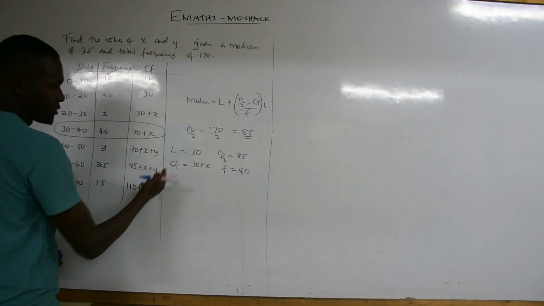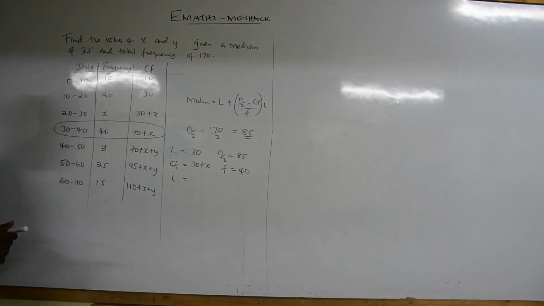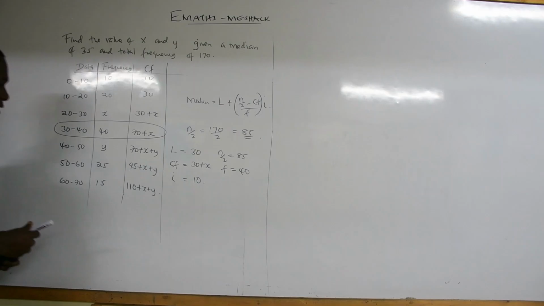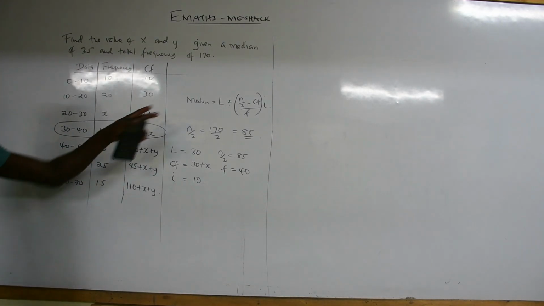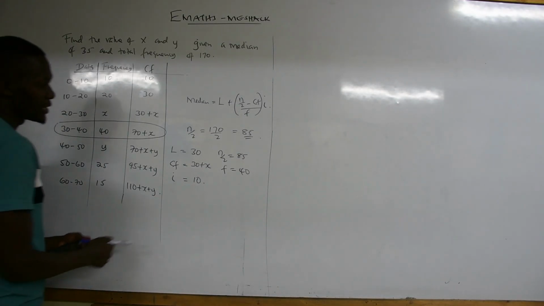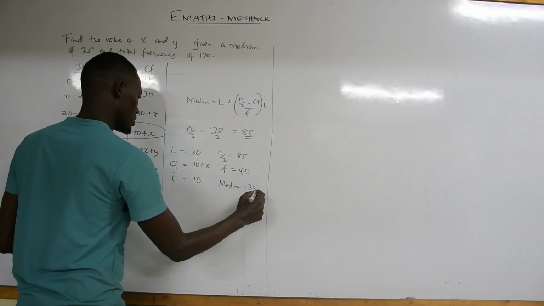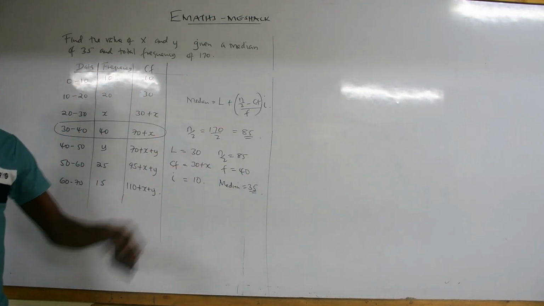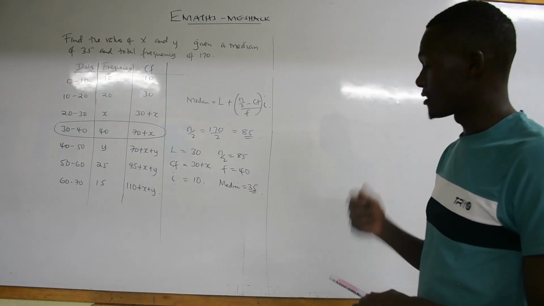What is missing? The interval. Since this is inclusive data, just subtract any of the two: 20 minus 10, 10 minus 0, which gives us 10. Having this, we replace it in the formula, and we know the median has been given to be 35. Now let's replace all these values in our equation and work out the value of x and the value of y.